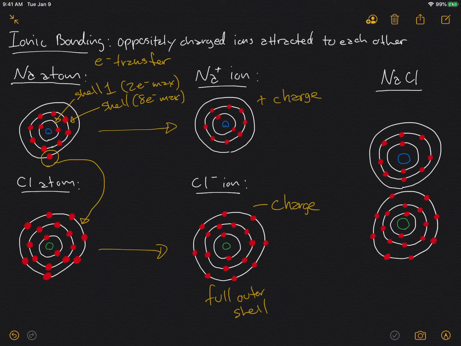So in the end, you have sodium chloride, which is an ionic compound. And keep in mind, it's not just 1 ion of sodium, 1 ion of chlorine, right? In an actual ionic compound, you have billions of ions coming together to form a crystal of ionic compound.